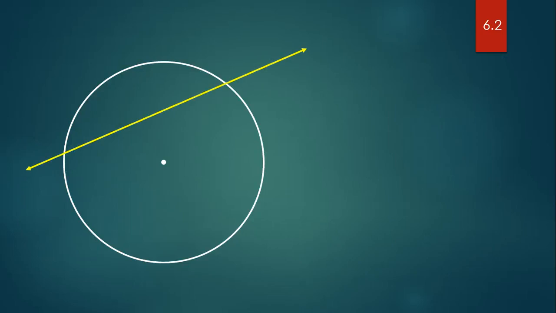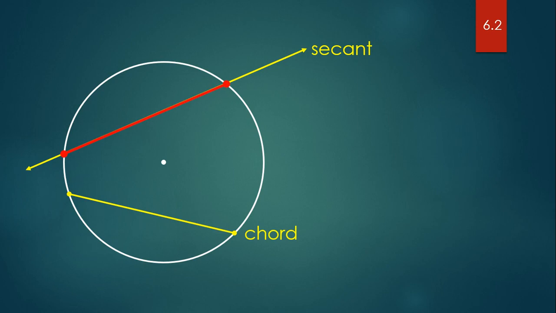If we have a line that intersects that circle in two places, that is called a secant line. And if we have a line segment that has as its endpoints 2 points that are on the circle, we have what's called a chord. A chord is actually a subset of a secant. A chord is the part of the secant that is contained either inside the circle or on the circle.